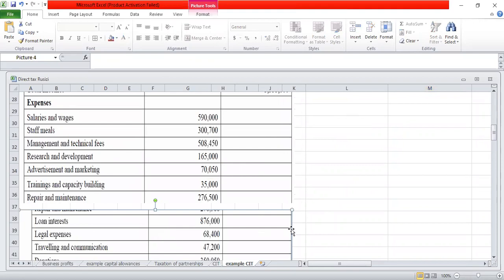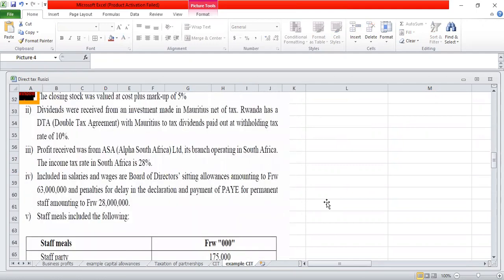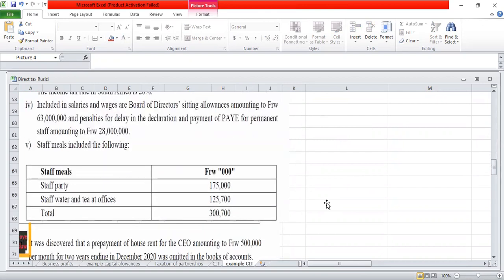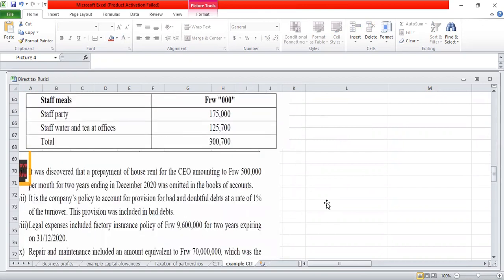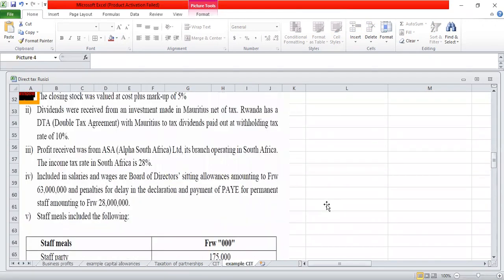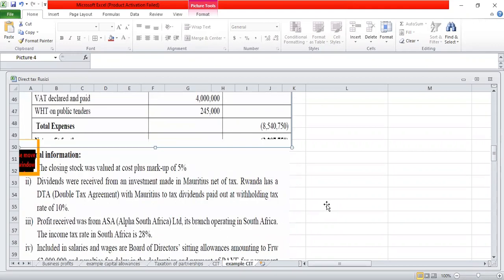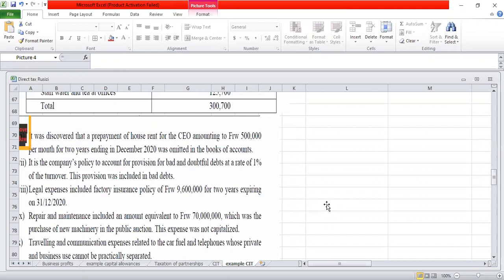Then I come to loan interest. I don't know if it has a note. Loan interest has no note. So I'm allowing it. I'm assuming it is a business. Legal expense, I think it has a note.